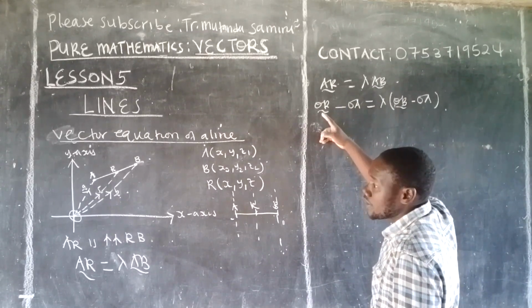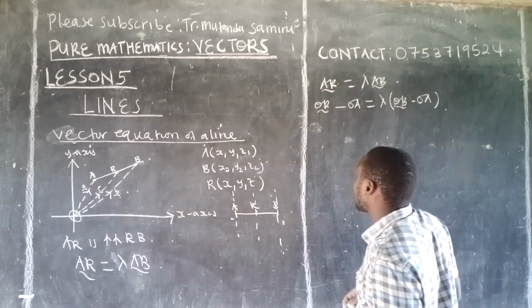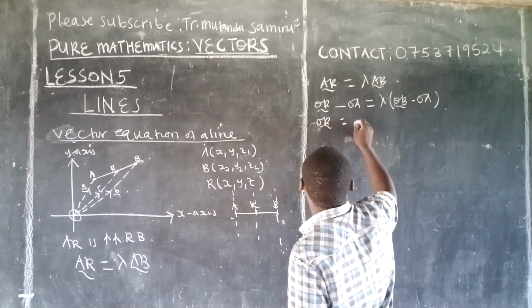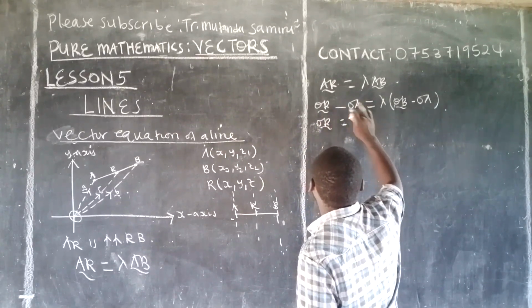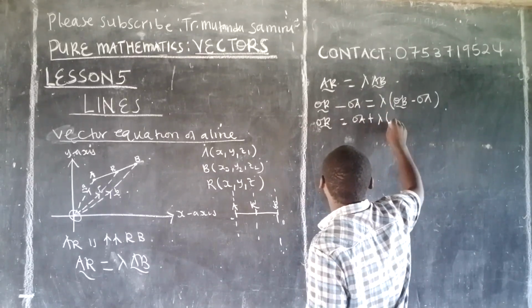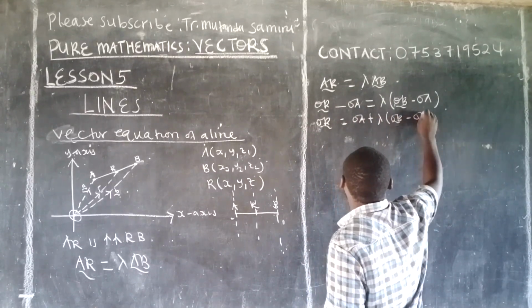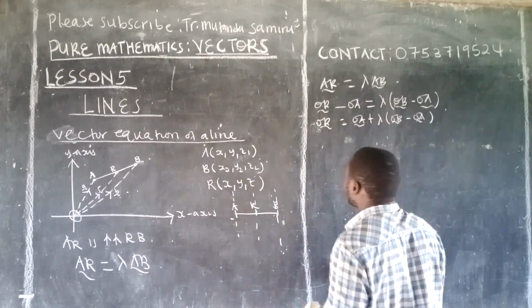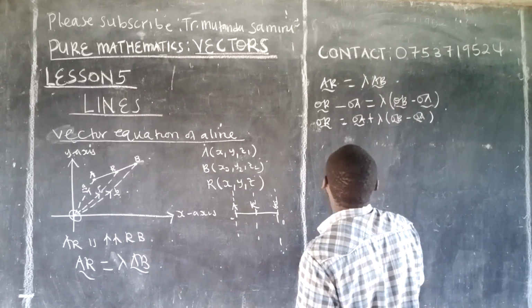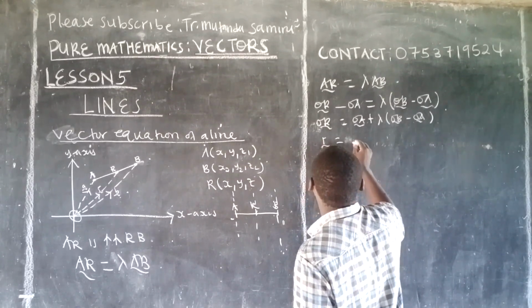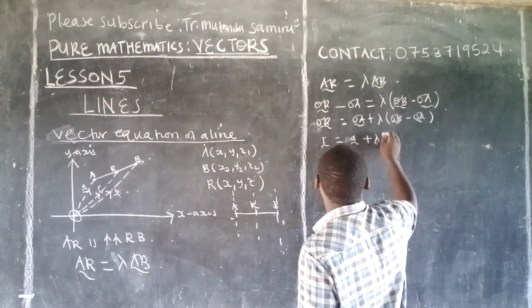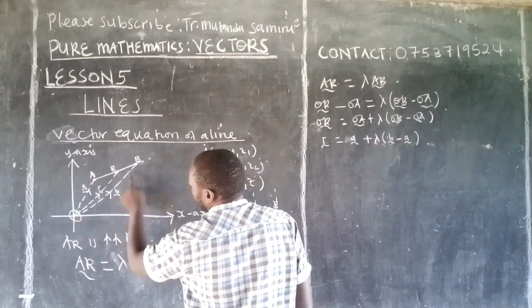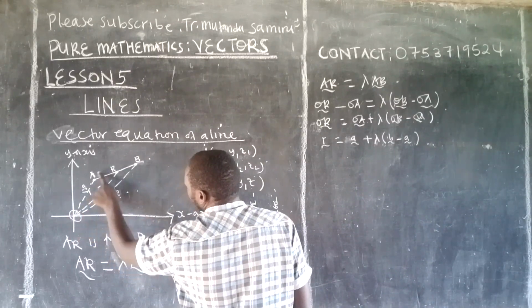Now I want to make OR the subject. Why OR the subject? Because it is the general point. So now we shall have that vector OR is equal to OA, which has crossed the equal sign to become a positive, plus lambda times OB minus OA. These are vectors. I may forget to put the arrows, but you must consider them like that. This will now mean that small r is equal to vector a plus lambda times b minus a. I'm substituting: OB is that, OR is that, OA is that.